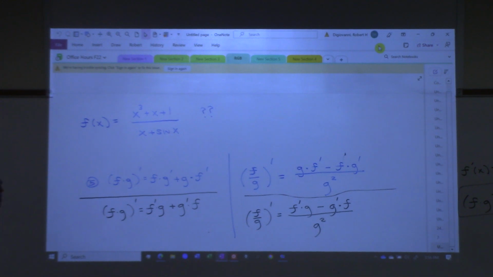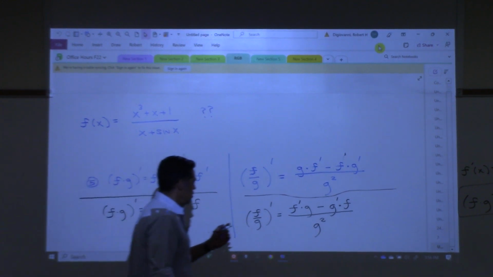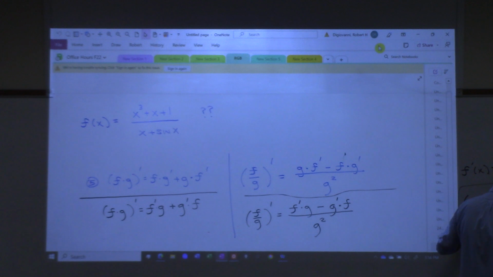So you ready to do this problem? I'm going to put my version over here. I only say my version because I've never seen it this way in any book.